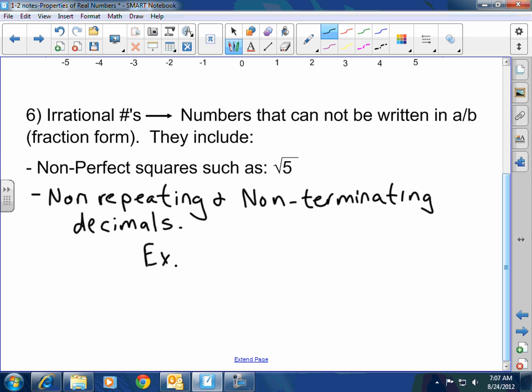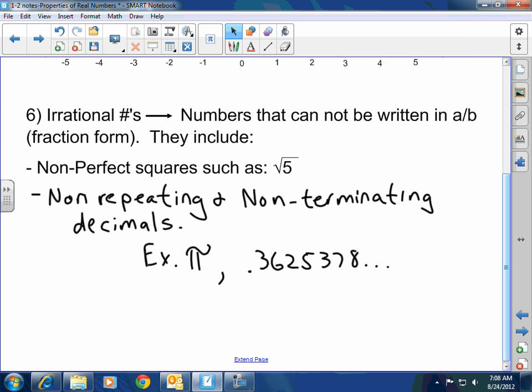For example, pi. Pi is an irrational number. Or if I were to give you 0.3625378... it just keeps going forever. There's no particular pattern, nothing is repeating, and it never terminates.